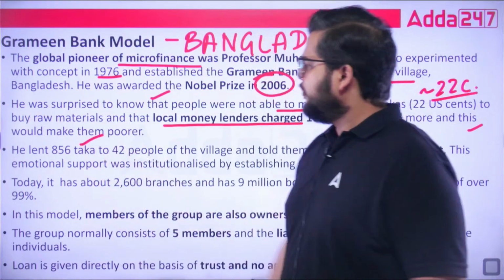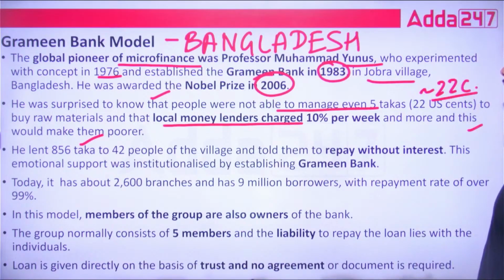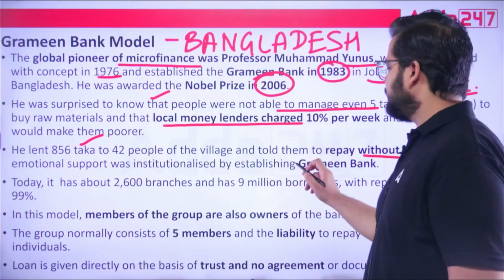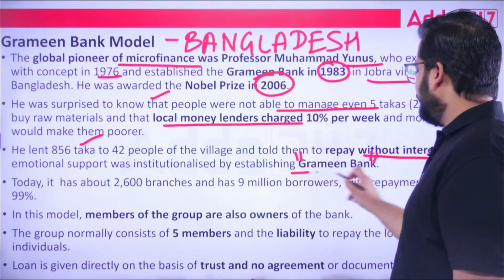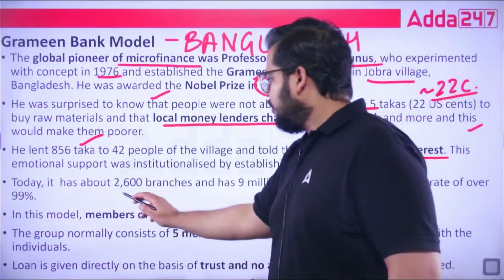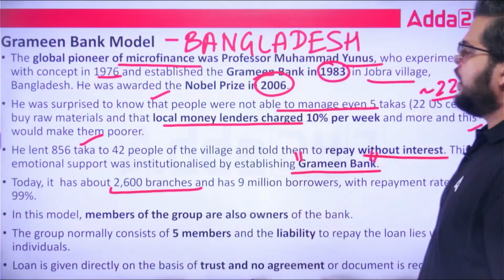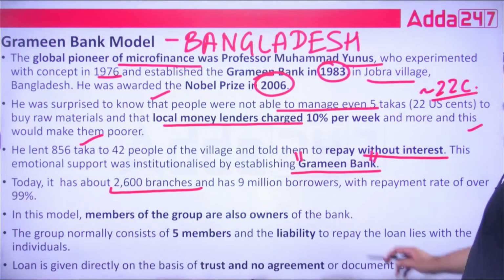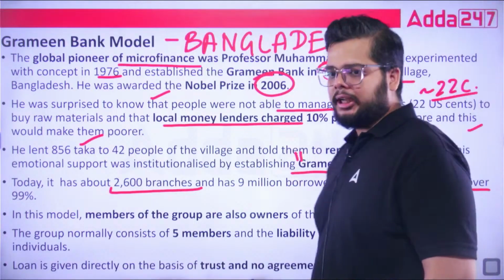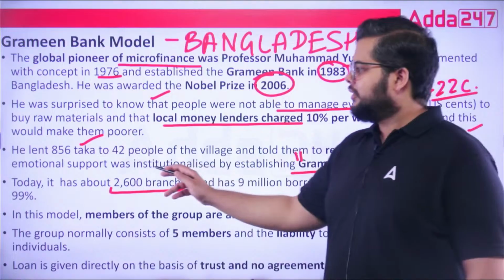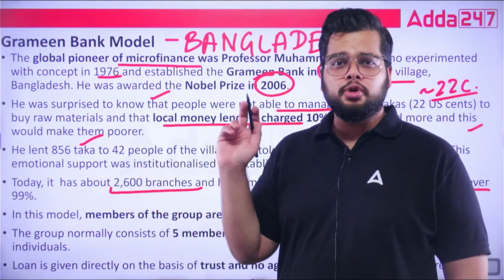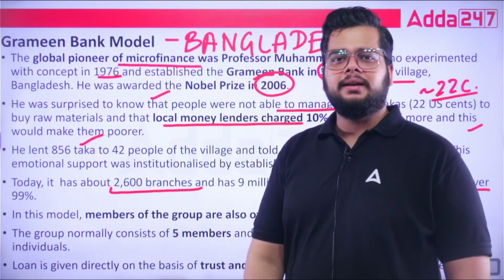In fact their income was depleting. He lent 856 takas to 42 people of the village, telling them to repay without interest. This emotional support was institutionalized by establishing the Grameen Bank. And when we talk about today's Bangladesh, the Grameen Bank model has about 2600 branches and 9 million borrowers with a repayment rate of over 99%. So the loyalty of the customers was high thanks to the emotional support lent by Mr. Yunus.